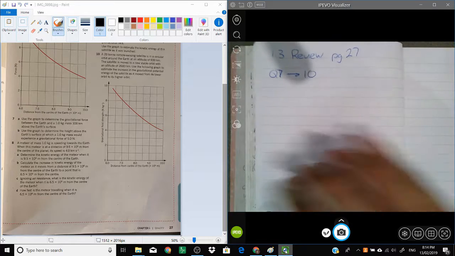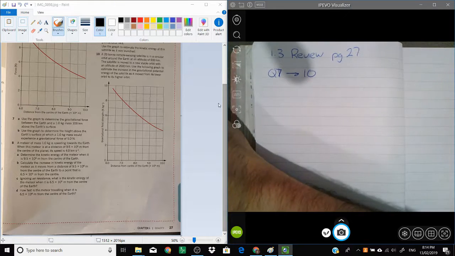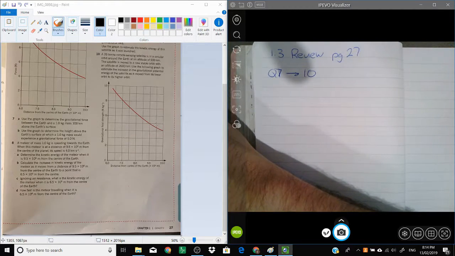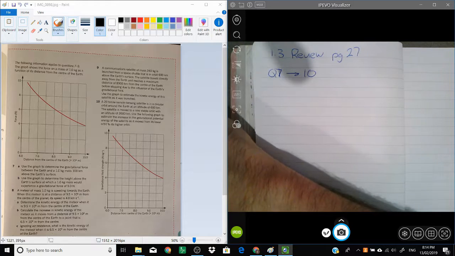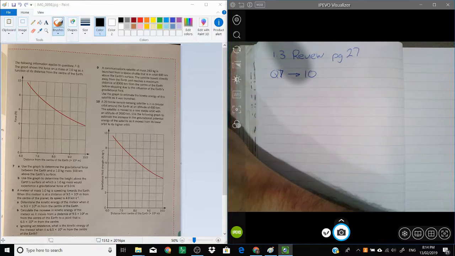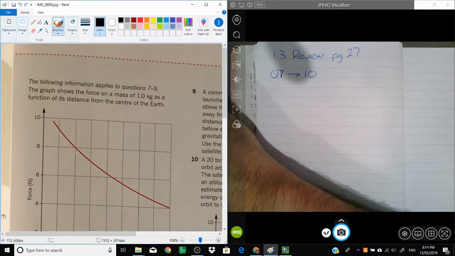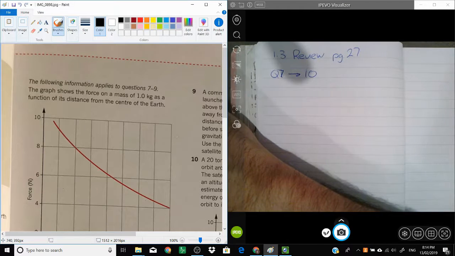Now over to my left, I have a copy of the page, page 27 from chapter 1, Gravity. To do questions 7, 8, and 9, there is a graph here. I'm going to blow that up. There we go. The following information applies to questions 7 through to 9.